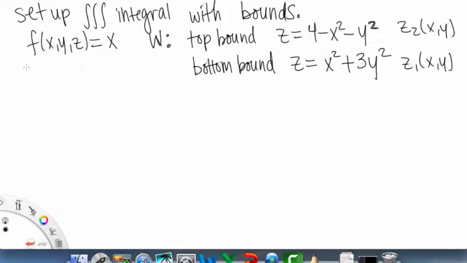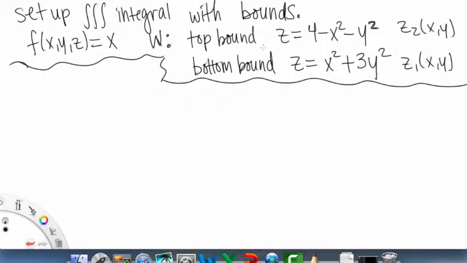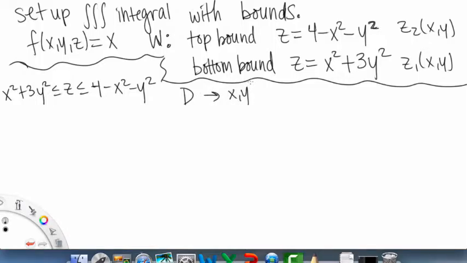So here, this is all we're given. All right? So this is all the given, and as you can see, there's no explicit domain, right? We have our bounds for z, so z can't go any lower than x squared plus 3y squared, because that's our bottom bound, and it can't go any higher than 4 minus x squared minus y squared. Okay, but other than that, we don't really have any information about D, which is determined by x and y, right? So in this case, I'll draw a diagram to show what this looks like graphically.